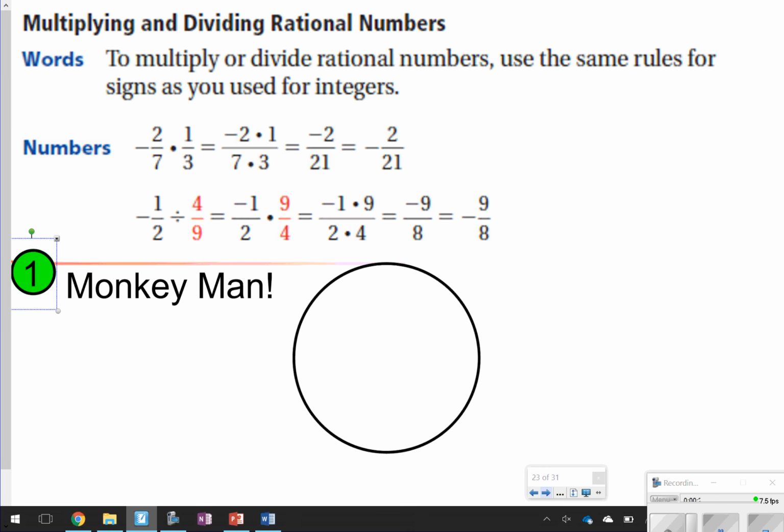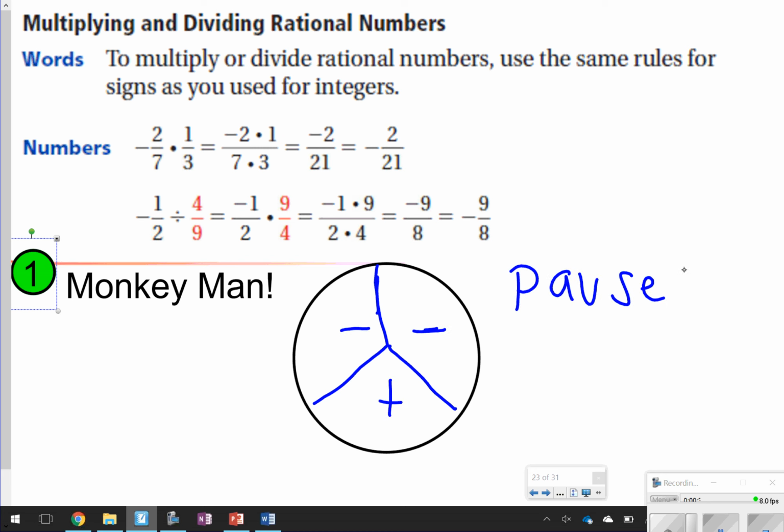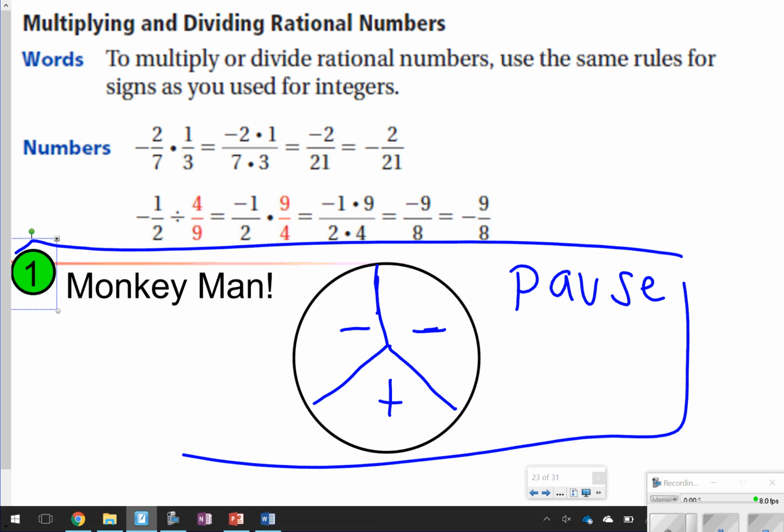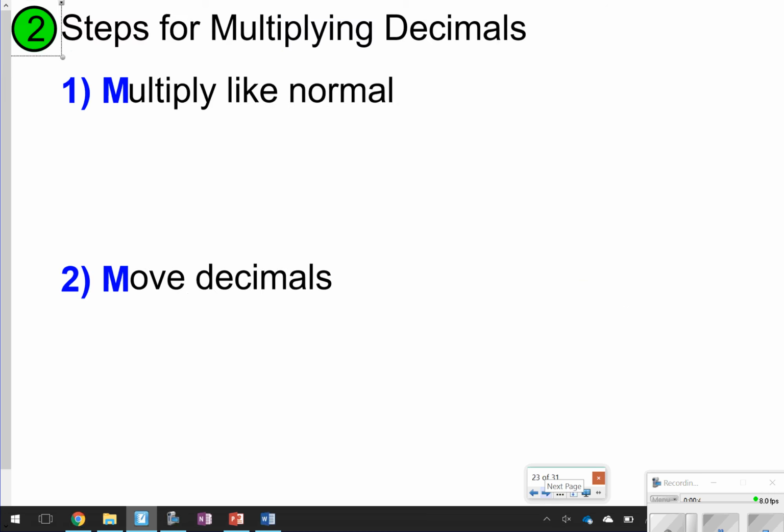The first thing we want to make sure we understand is that same rules with the previous video with fractions, you're still going to be using the rules of Monkey Man. Let's take time now to pause the video and write down our rules, which is right here. Very simple, very easy. When you're done, click play to see what comes next.